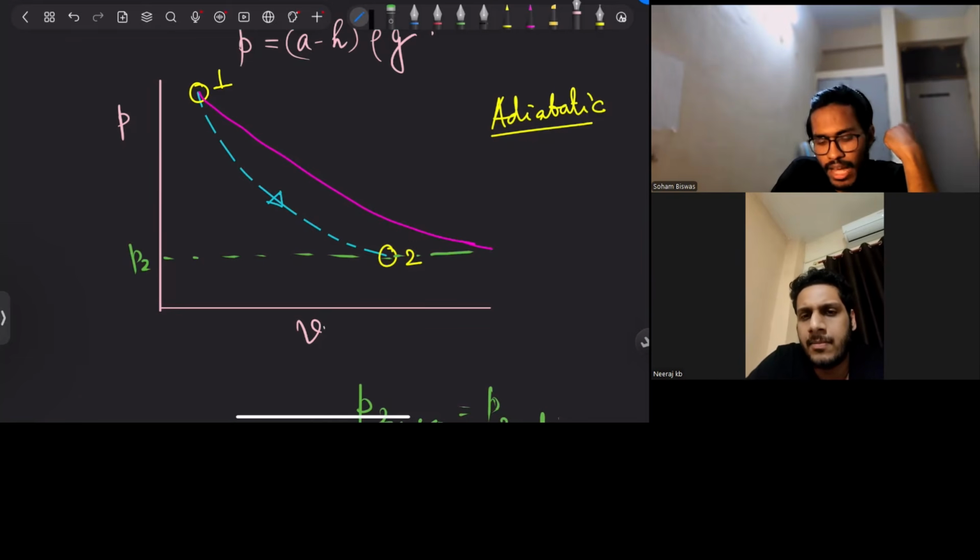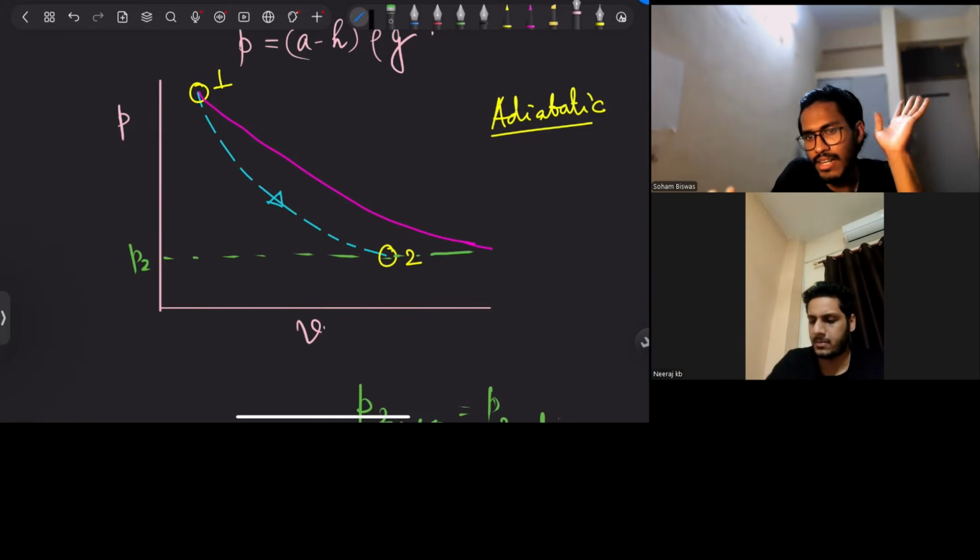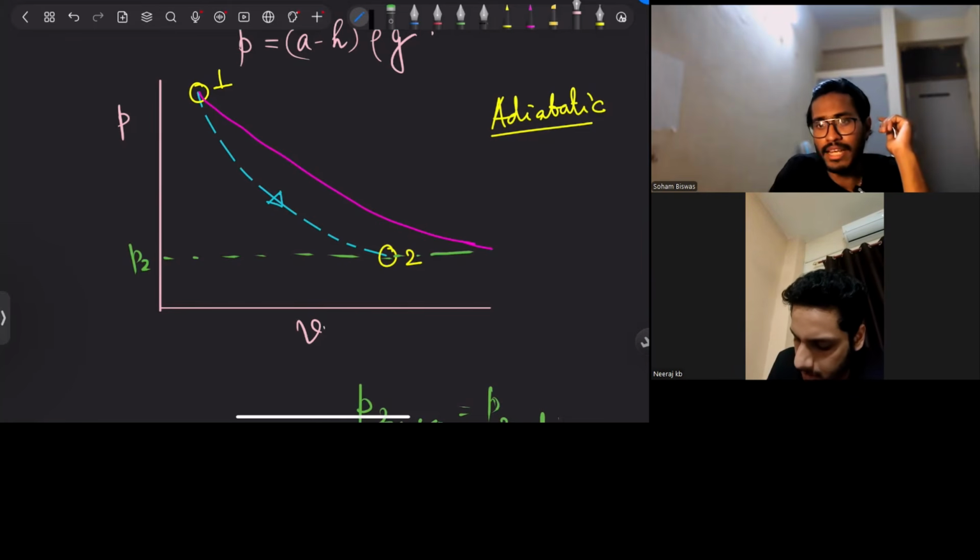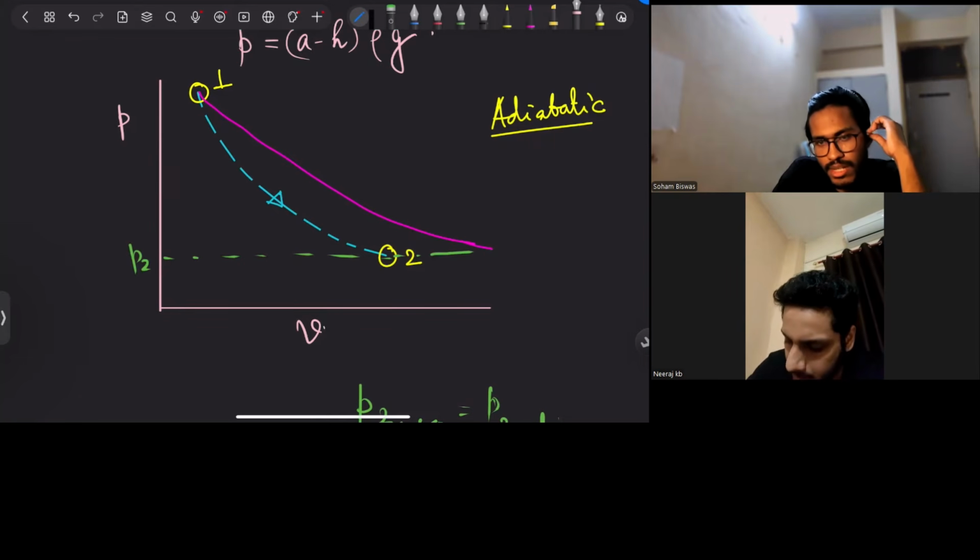Now if I have helium instead of air inside the balloon, then can you draw the graph on the same graph? You have to draw it considering that it is adiabatic only. It is a fast process. First it was air, now it is helium.